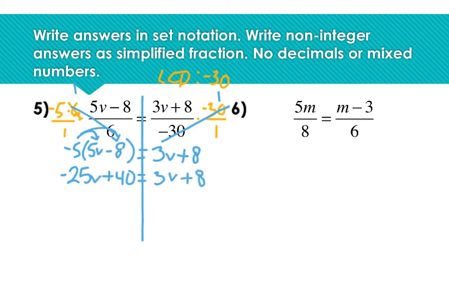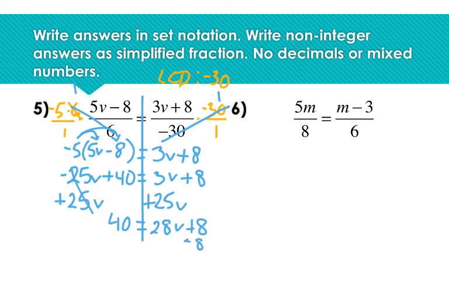Now I'm going to add, sorry, not subtract, but I'm going to add the 25v's. We could subtract 3v's, but I like to keep them positive when I can. So we'll have 40 equals 28v's plus 8. Now we'll subtract 8 to get the v's by themselves, and that gives us 32 is equal to 28v's. Now I'm going to move over here to the right, and I have 32 equals 28v's.